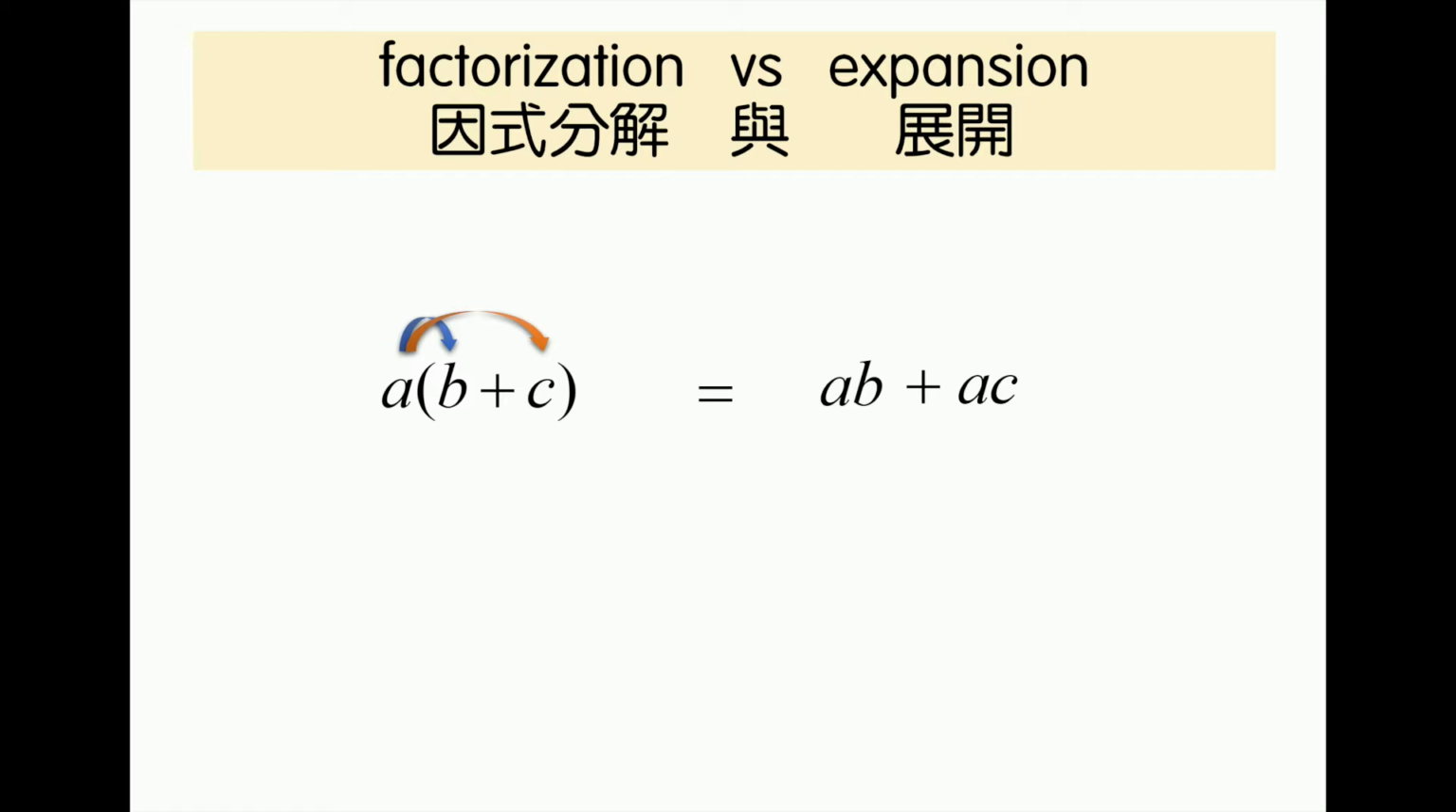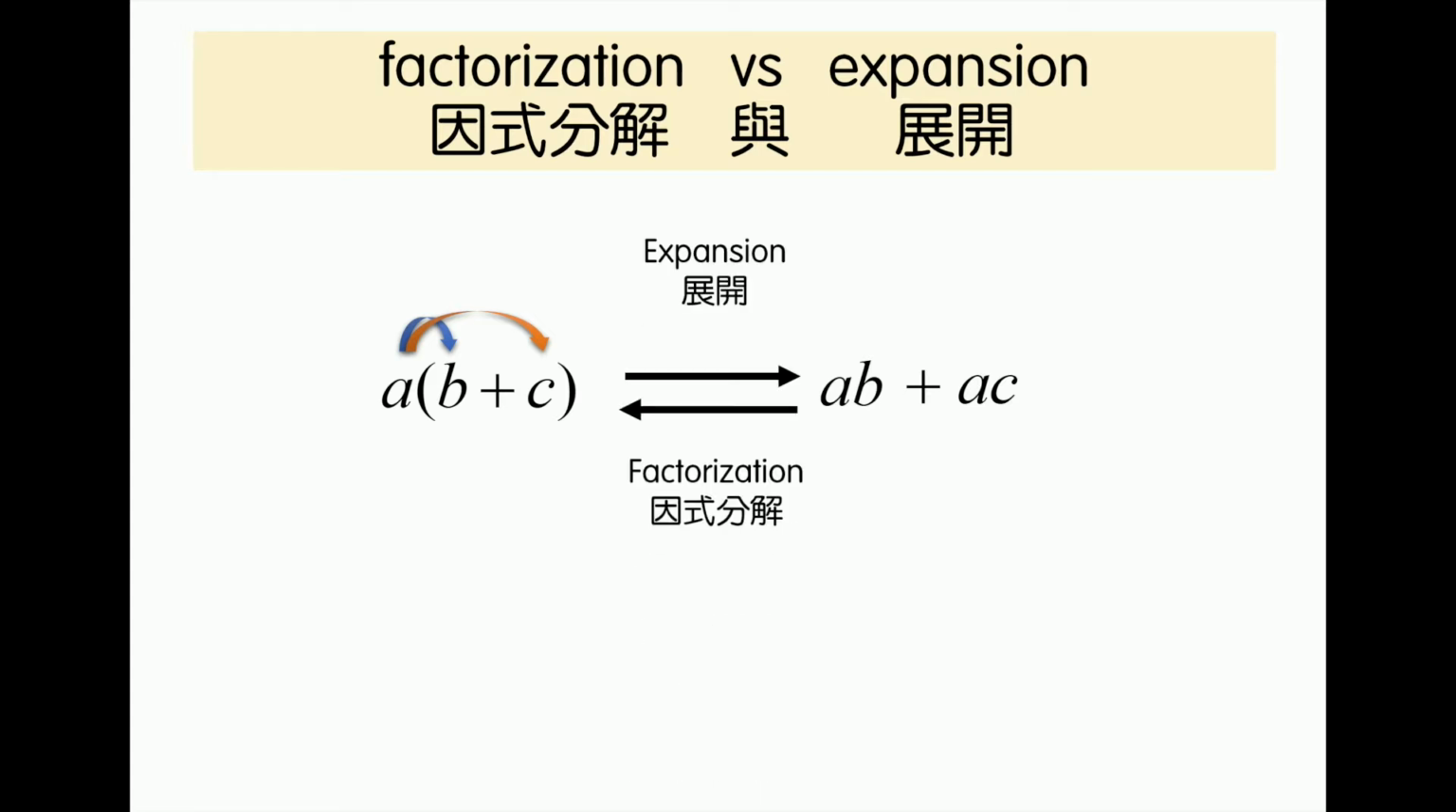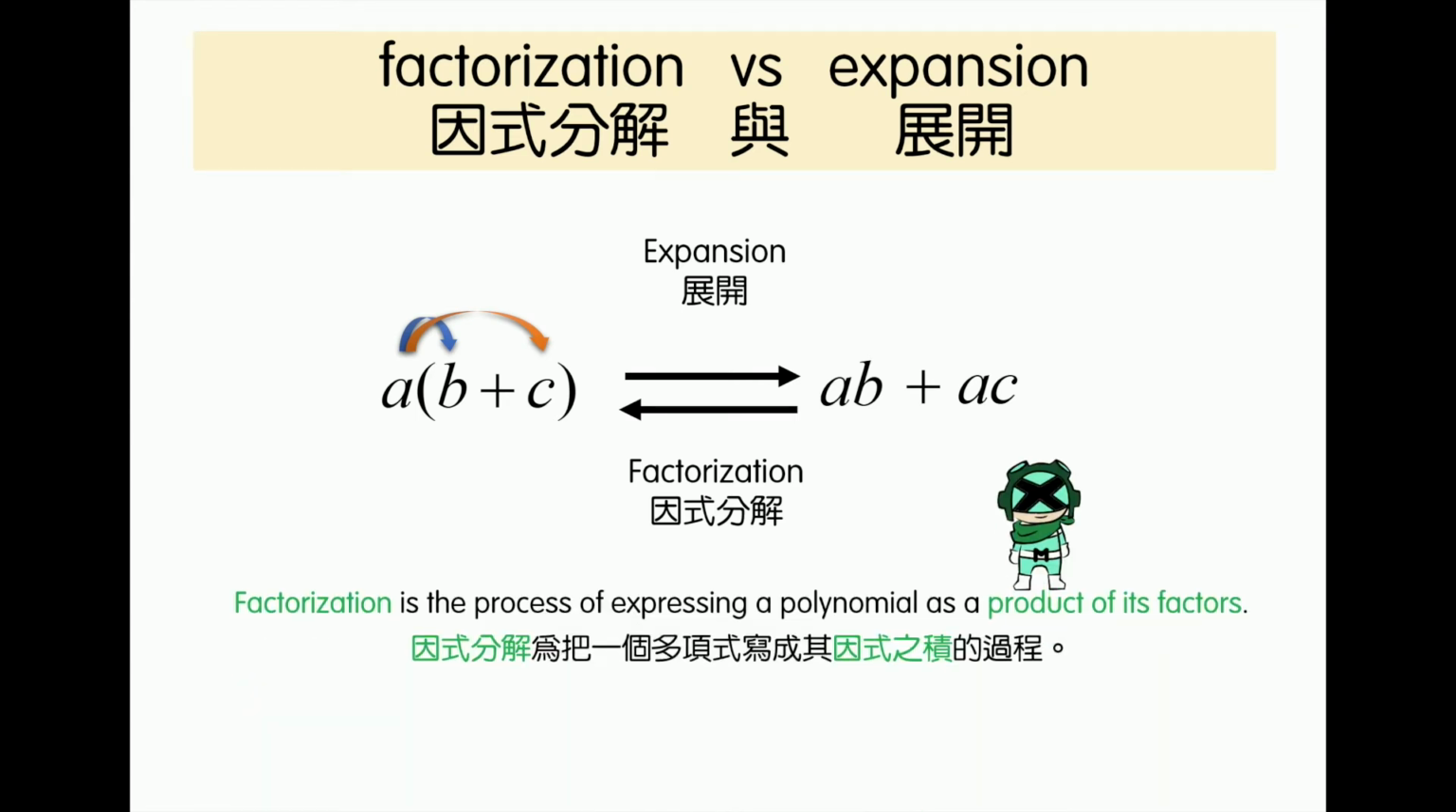This process is called expansion. And factorization is just doing this but in reverse, which means turning the addition of a polynomial back into a product of its factors. This is factorization.